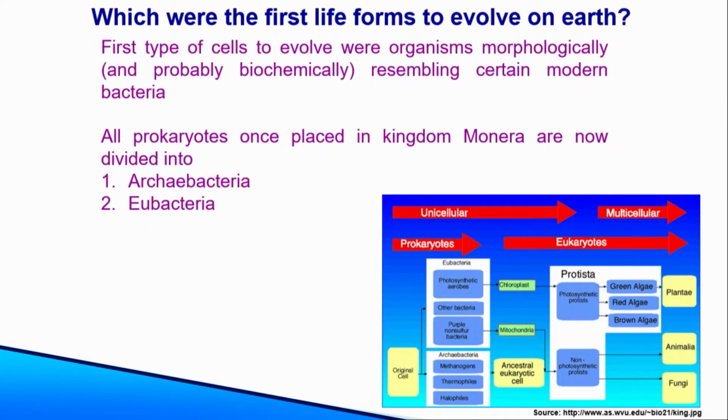From an evolutionary perspective, it is possible to say, through convincing fossil records, that the first type of cells to evolve were morphologically similar to modern bacteria or prokaryotes. When life on the earth evolved some 3.5 to 4 billion years ago, the first type of cells that evolved were the prokaryotic cells. So, these prokaryotic cells, which are unicellular, then evolved into multicellular organisms, that is eukaryotic cells.